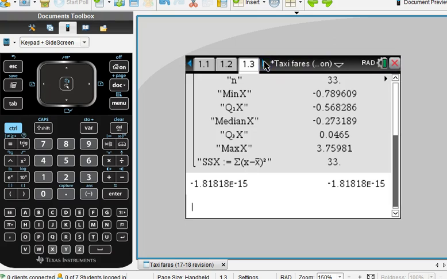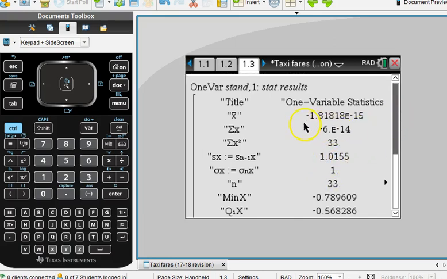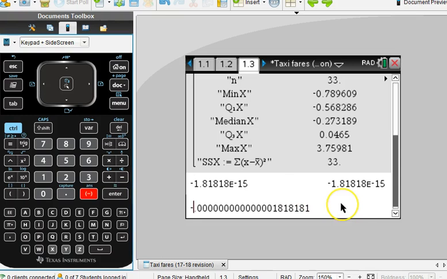Now, if I found the summary statistics, the one variable stats for the z-scores, you can see that the standard deviation is 1, or it's pretty close to 1. The x bar is kind of a weird number, but I wanted to point out to you what this is: -1 times 10 to the -15th. So this number is 0.00000000000000 and so on, with a negative sign in front of it. This is your calculator's way of rounding to 0.